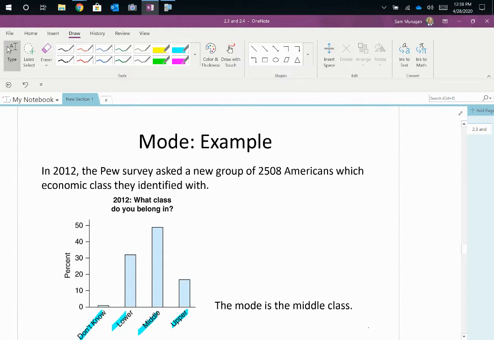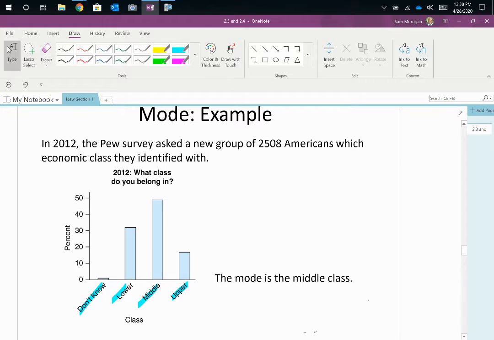So here's an example. In 2012, the Pew survey asked a group of 2,508 Americans which economic class they identified with. And this is by percentage here, where we have about 1% didn't know, about 30% were lower class, about 49% were middle, and about 15% upper class. Remember, this has to add up to 100. Those percentages must add up to 100 when we're done.